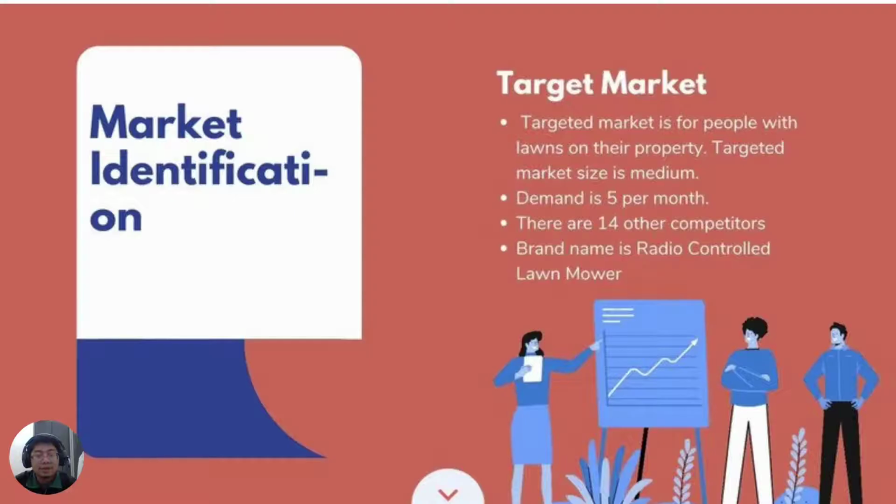Alright, finally, is market identification. Target market is for people who have lawns on their property. The target market size is medium. Our expected demand is only 5 per month, and there are 14 other competitors. Brand name is Radio Control Lawn Mower.